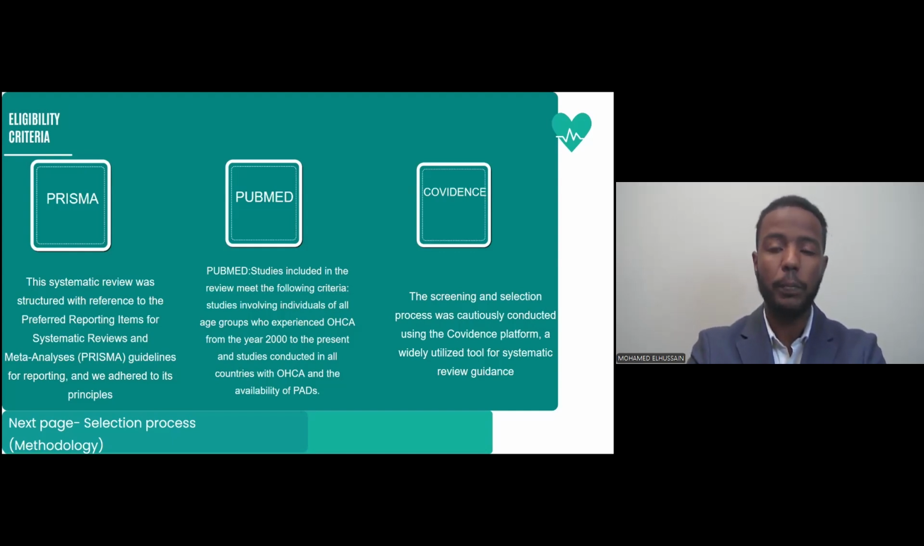Then PubMed. All the studies included in our systematic review were imported from PubMed, and the inclusion criteria were studies of out-of-hospital cardiac arrest from the year 2000 to present, conducted in all countries, with out-of-hospital cardiac arrest and availability of public access defibrillators. What is Covidence? Lastly, Covidence is the platform that we use to screen these studies. Covidence was the platform for screening and data extraction of the included studies.